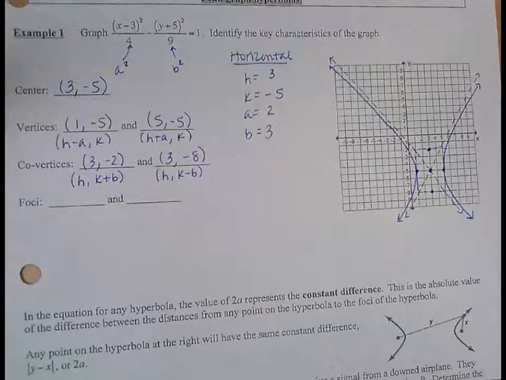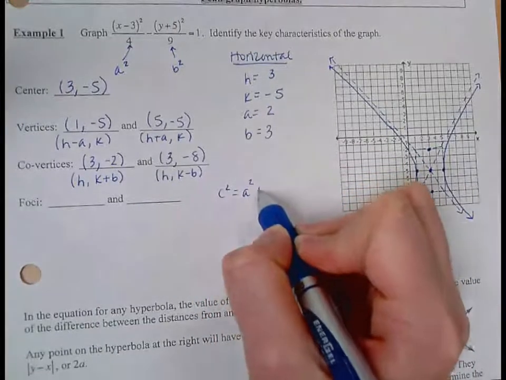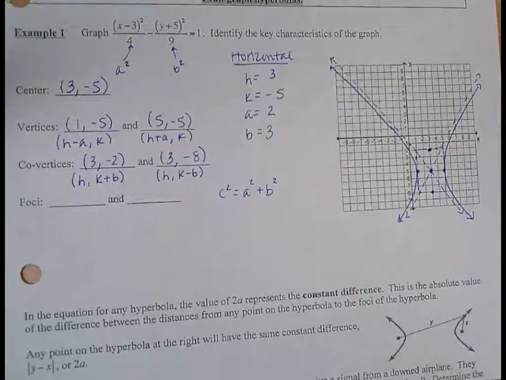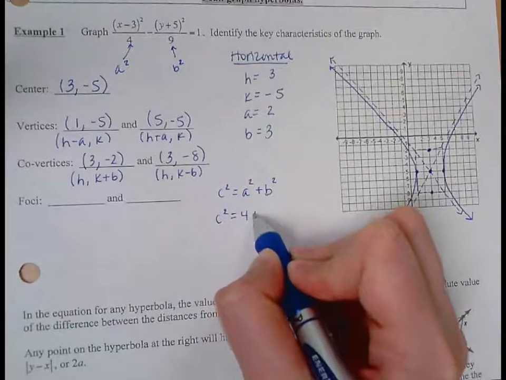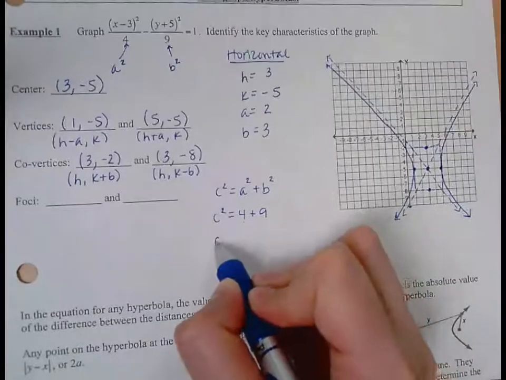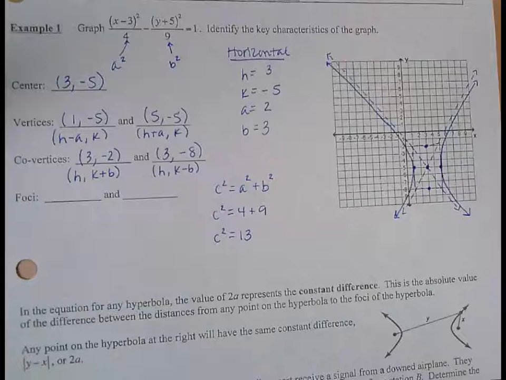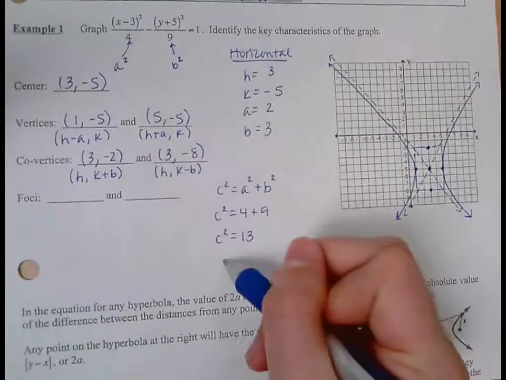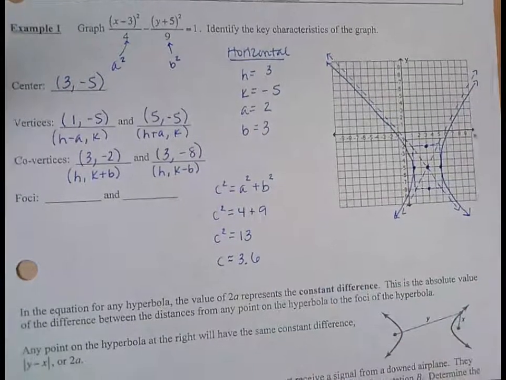So in order to find the foci, we need to first find C. And remember, for a hyperbola, C squared is equal to A squared plus B squared. So A squared is 4 plus B squared is 9. Meaning C squared is equal to 4 plus 9, which is 13. And then I do actually want to get a decimal approximation for C because I'm going to have to use it to graph. So C would be approximately 3.6, the square root of 13.